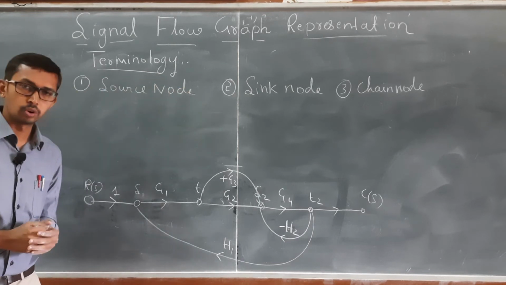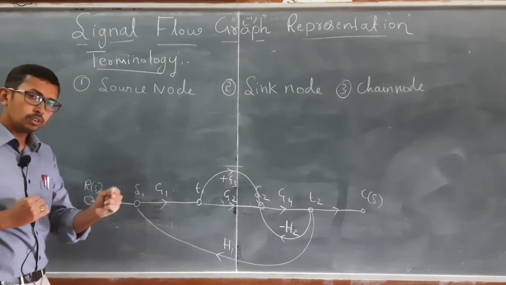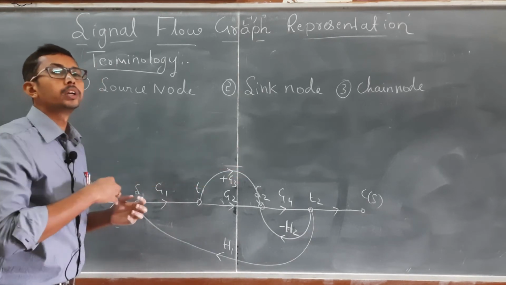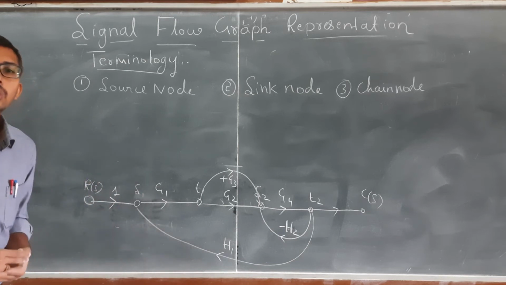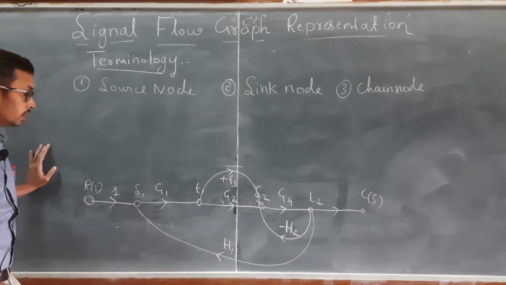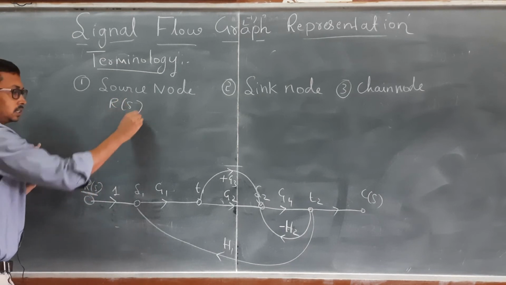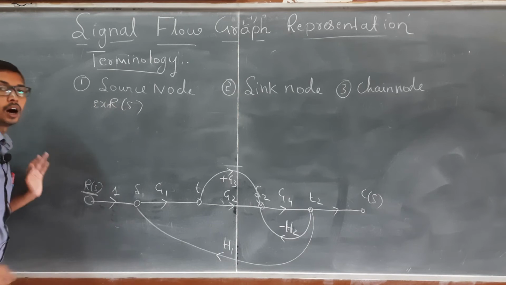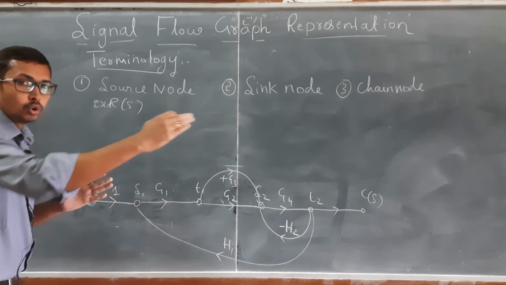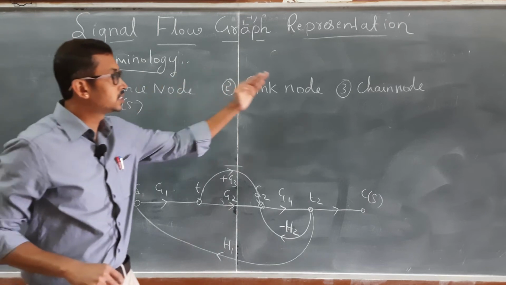The first one is called the source node. What is the meaning of source node? The node which is having only outgoing signals is called a source node. In this example, what we have written, the source node is R of S. Why is it called a source node? In this node, there are only outgoing branches. So that one is called the source node. What is the meaning of sink node?